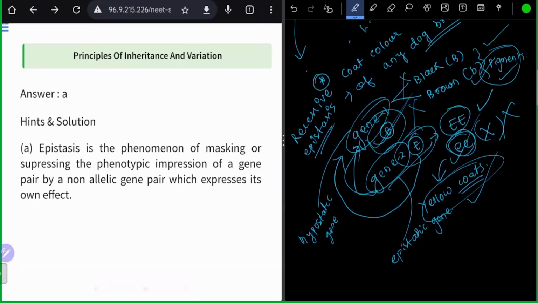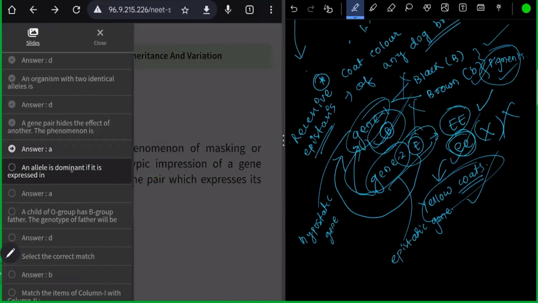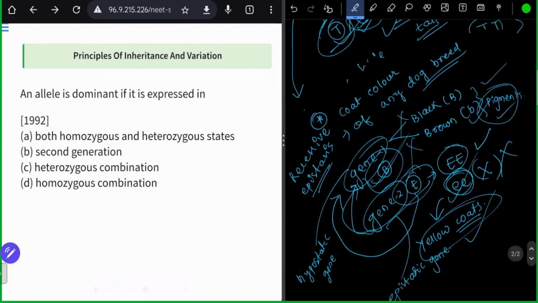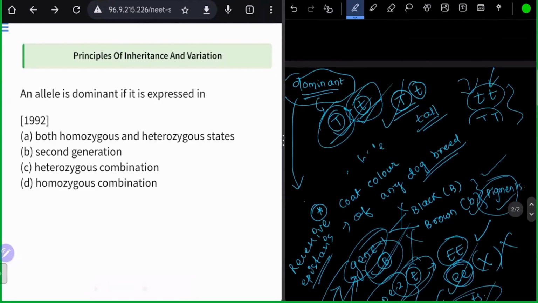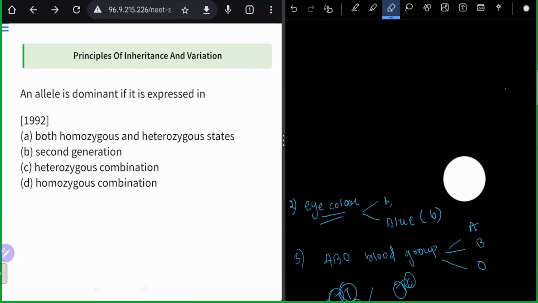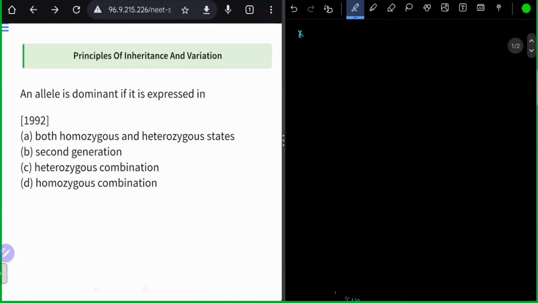Now we'll move to question number 20. An allele is dominant if it is expressed in: option A, both homozygous and heterozygous state; option B, second generation; option C, heterozygous combination; option D, homozygous combination. You already know the answer. We already discussed it.